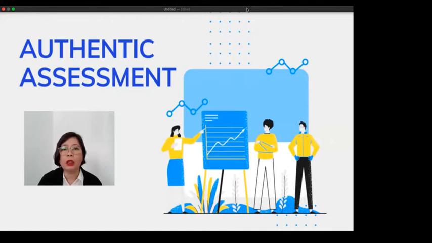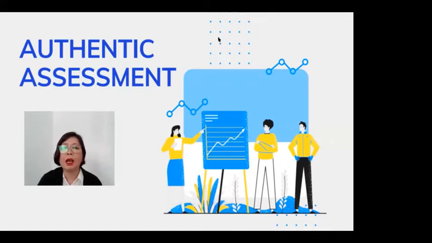Another definition by Stiggins, performance assessments call upon the examinee to demonstrate specific skills and competencies, that is, to apply the skills and knowledge they have mastered. Authentic assessment usually includes a task for students to perform and a rubric by which their performance on the task will be evaluated.